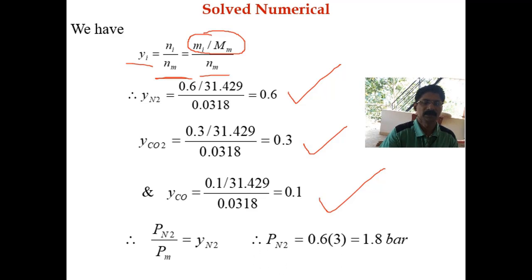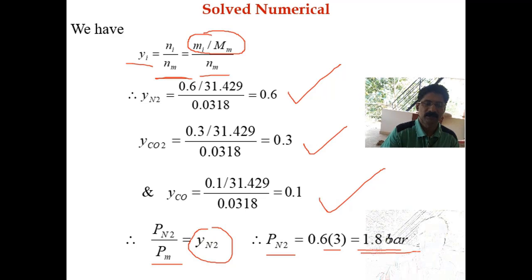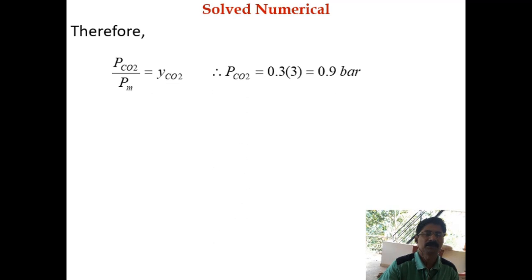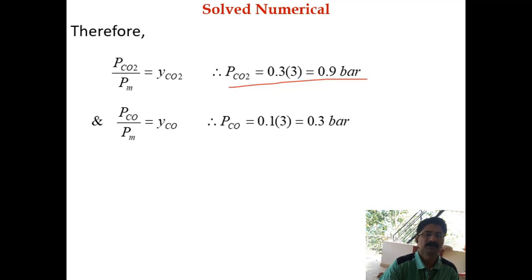Now coming to the partial pressure, the ratio of the partial pressure of N2 to the total pressure of the mixture is nothing but the mole fraction. From this you can find the partial pressure of N2 as mole fraction into pressure of the mixture, which is 3 bar, so you get 1.8 bar. Similarly, you can find the partial pressure of CO2 as 0.9 bar and the partial pressure of CO as 0.3 bar.